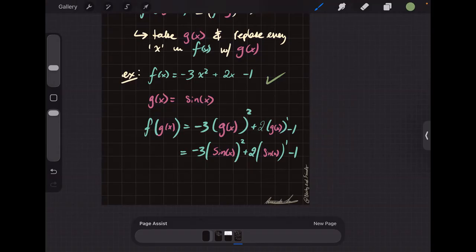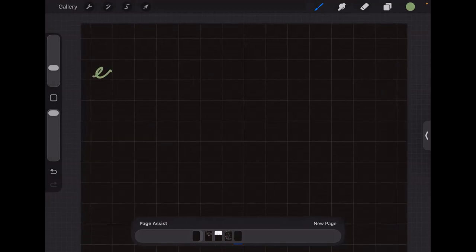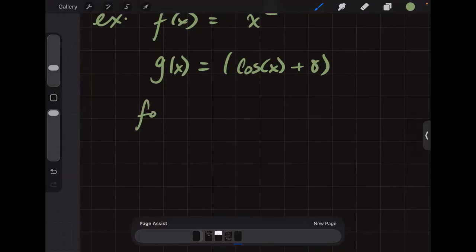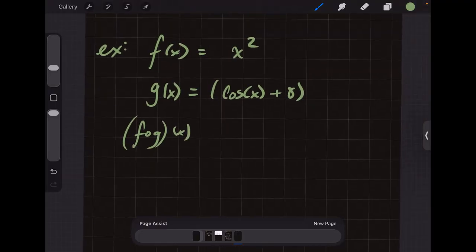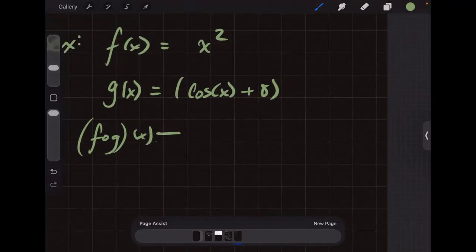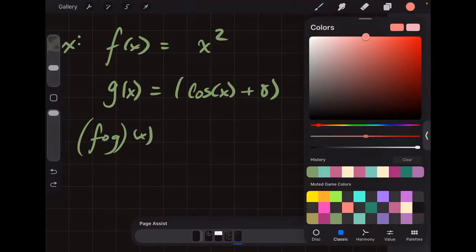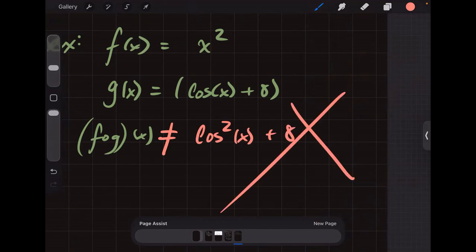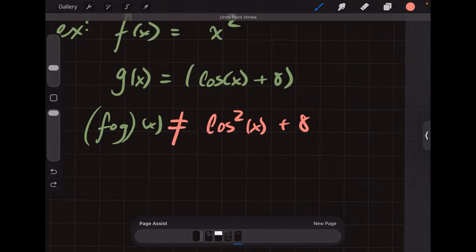Okay. Another example, and this is very, very important: let's say you have f of x is equal to, I don't know, x squared. Make it easy. g of x is equal to cosine of x plus 8. f of g of x, I'll make you guys get used to both notations, okay? Is not equal to cosine squared x plus 8. Bad. Don't do that. Parentheses are important.